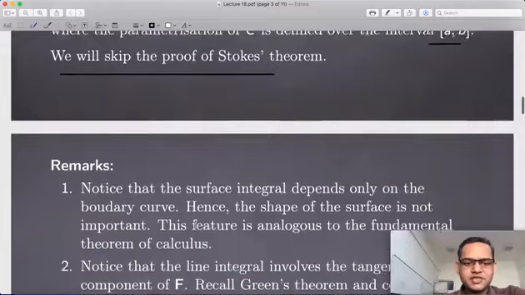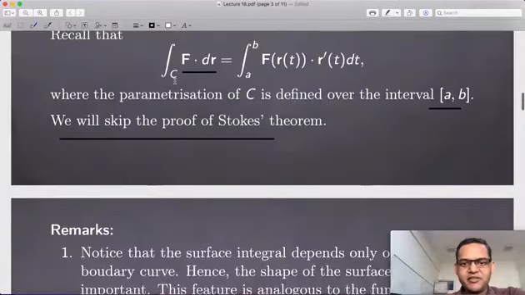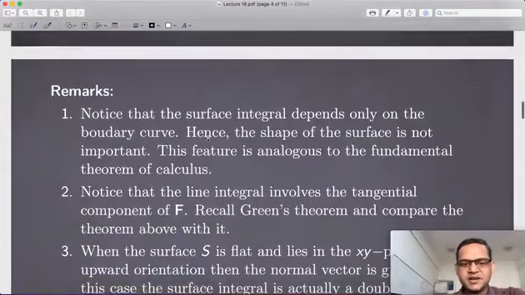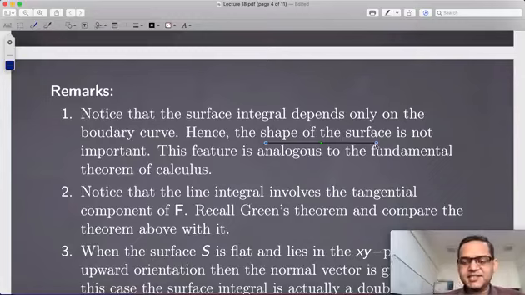Okay, so there are some remarks, as I said here, like the surface integral is being given in terms of the line integral on the boundary curve. So the first remark says that the shape of the surface is not really important, it doesn't really matter as long as the boundary curve remains the same, because finally the integral is in terms of the line integral over the boundary curve.